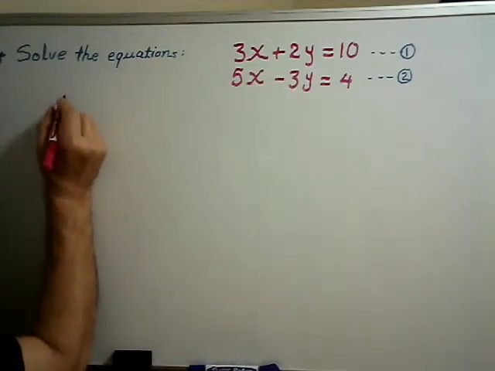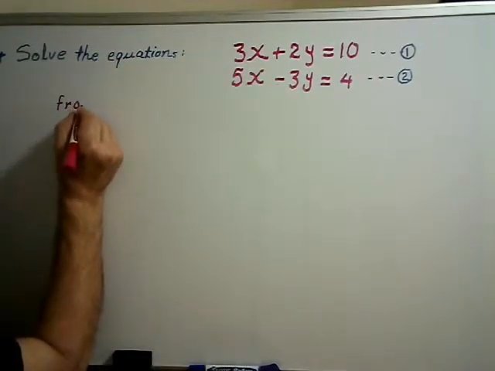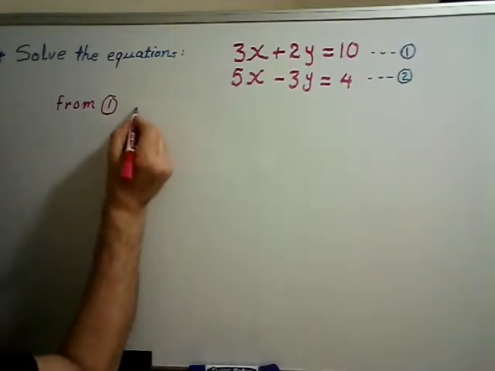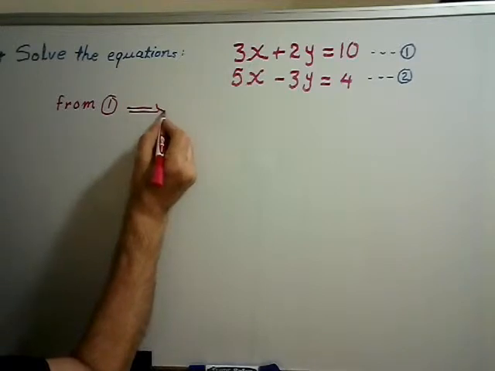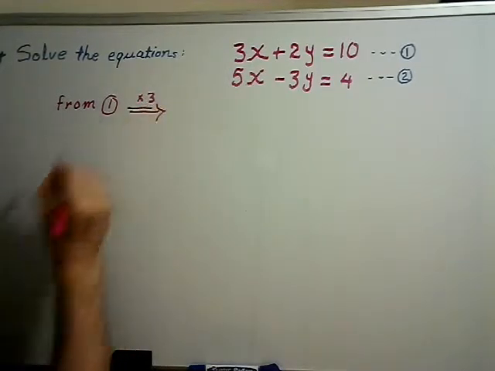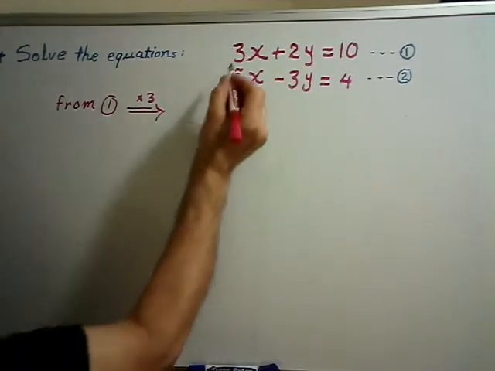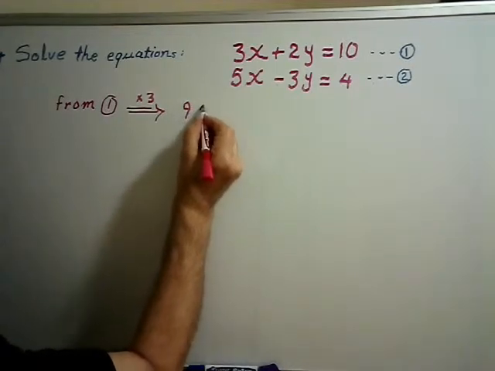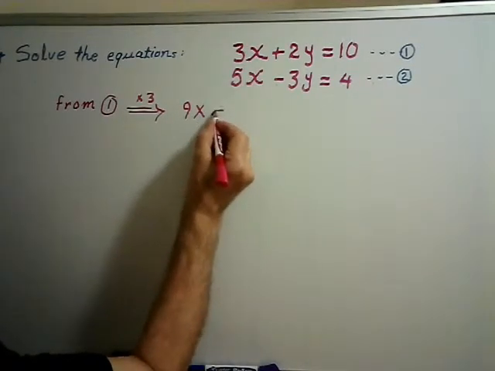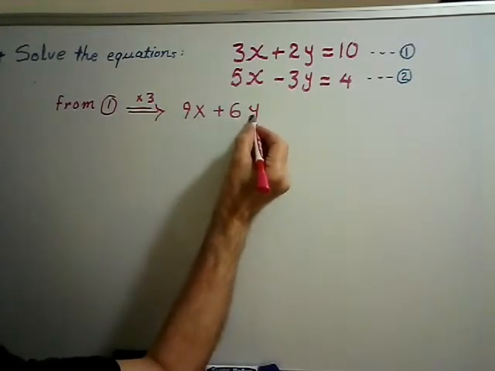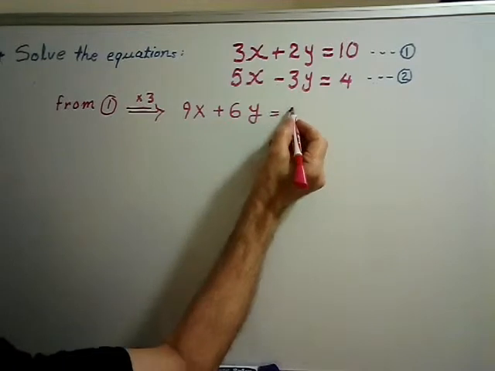From equation 1, we will multiply by 3. So this will give me 9x plus 6y is equal to 30.